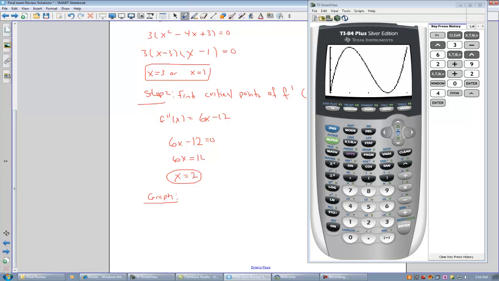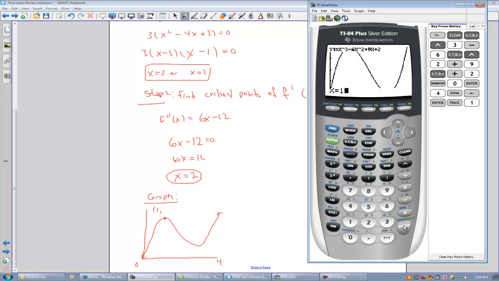So down here on the graph, what I would do is I'd say, okay, I went from 0 to 4. And what did it do? It goes up, comes down, and then goes back up. Something like that. All right, and then this point here, you can pretty much guess the input is 1, so you can trace it. Trace 1, enter, and you get out 6.